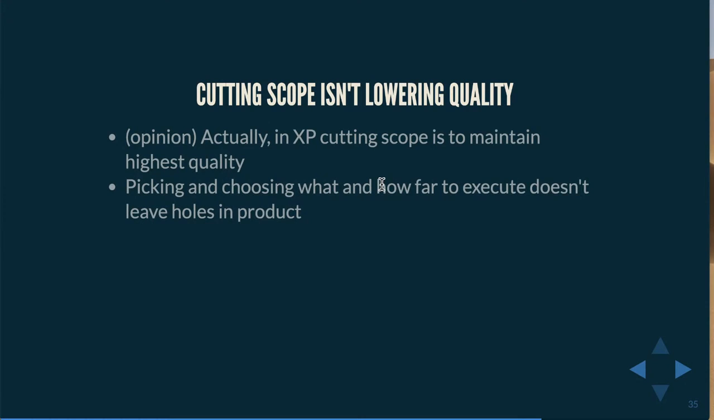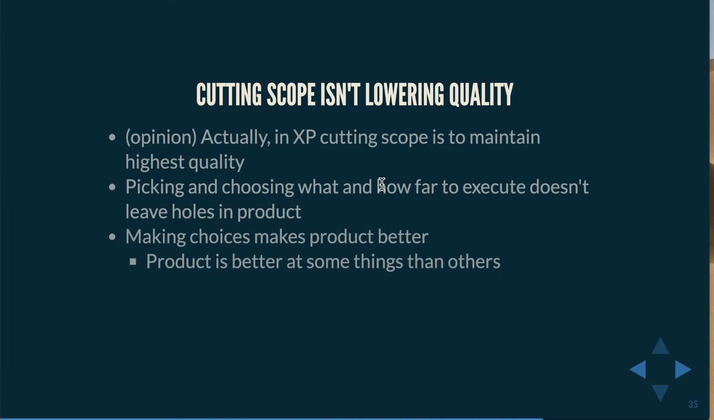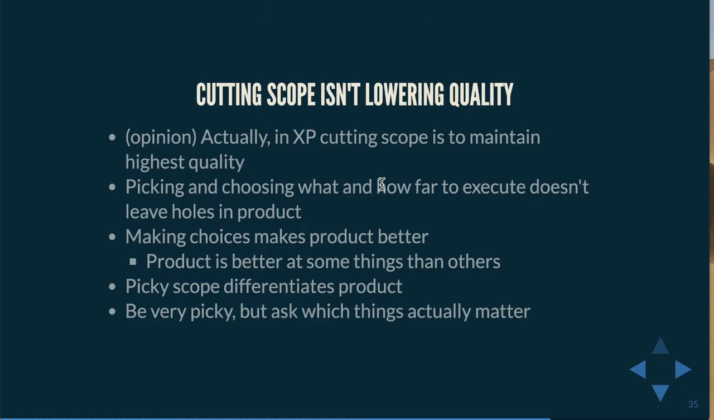Also, picking and choosing what and how far to execute doesn't mean leaving holes in the product. If you pick the right things, you make the product better. It just happens that the product is better at some things than others. Picky scope can also differentiate your project, and they're saying this is good for the marketplace. Be very picky, but ask what things actually matter. They had a few questions about, like, does it really matter? Does it really make a difference?